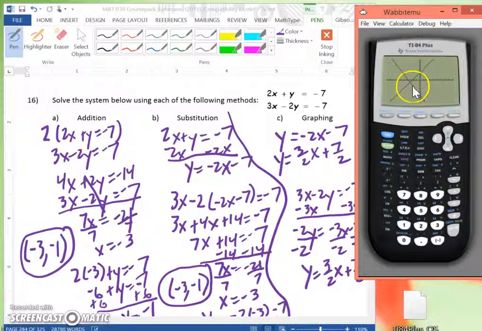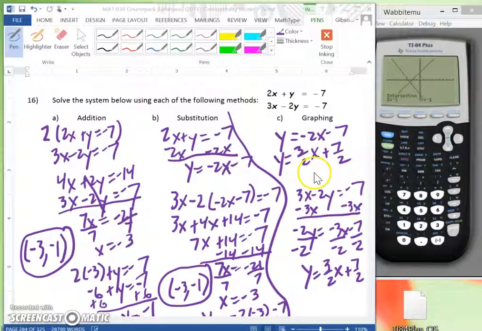So what you would do to get the intersection point is, you will press the second function key, and then you will click on trace. So if you press second and trace, it gives you calculate. Now with calculate, if you look here at the number 5, it says intersect. So you'll press number 5, then you'll press enter 3 times. And it gives you your intersection with x is negative 3 and y is negative 1, which is the same thing we have here. So the ordered pair is still negative 3, negative 1.